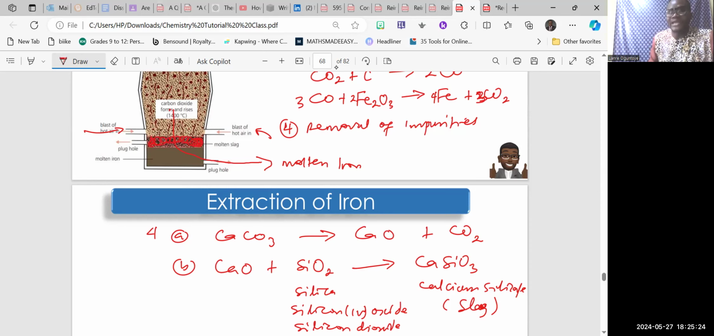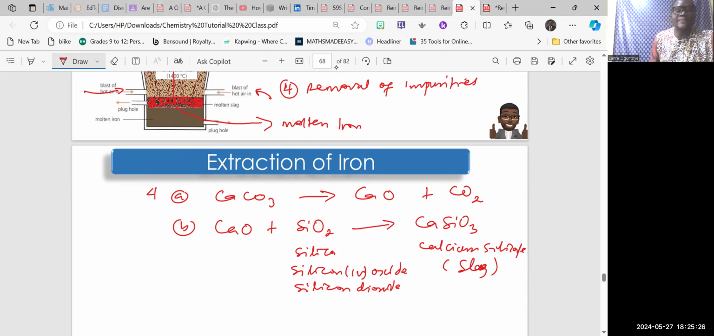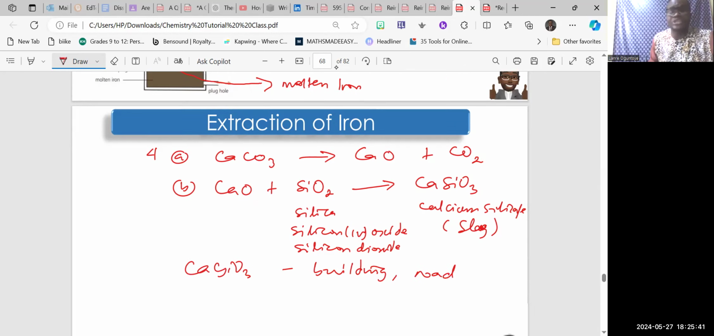So they can then ask you, what are the uses of the slag? The slag can be used for building, can be used for road construction. Okay, it is used as plaster of Paris, POP. That's called POP, plaster of Paris.